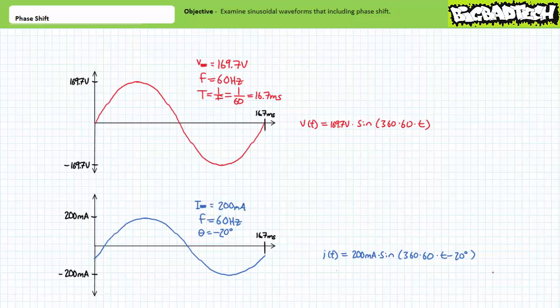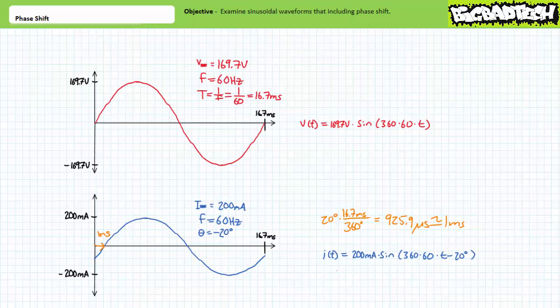Consider a current waveform I of t in blue, characterized by the following expression. I of t equals 200 milliamperes times the sine of 360 times 60 times the time of interest minus 20 degrees. I of t has a peak value of 200 milliamperes, a frequency of 60 Hz, a period of approximately 16.7 milliseconds, and a phase shift of negative 20 degrees, meaning it's shifted negative 20 degrees backwards.